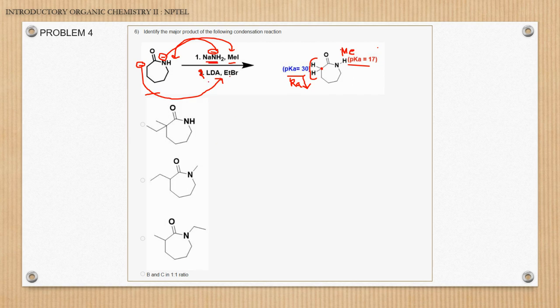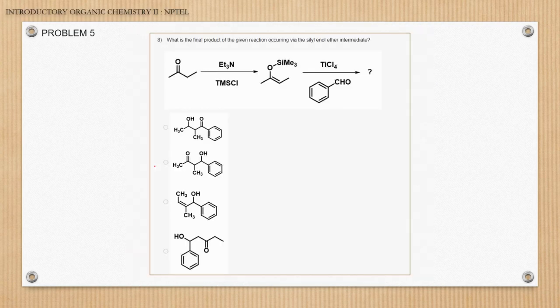So now tell me which is the correct option among these four. B is the correct option. Option number B will be the right one. Okay, is this clear to all of you? Okay, so if it is clear, then I am moving towards problem number 5.